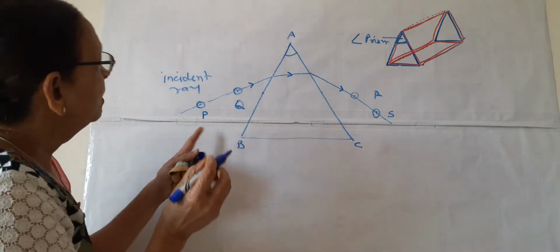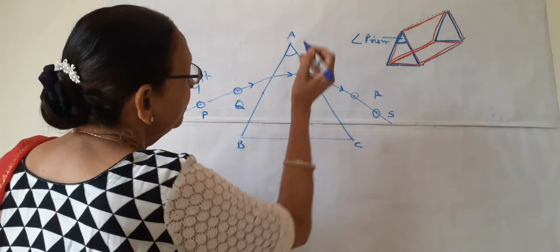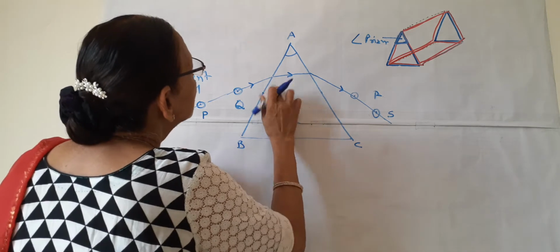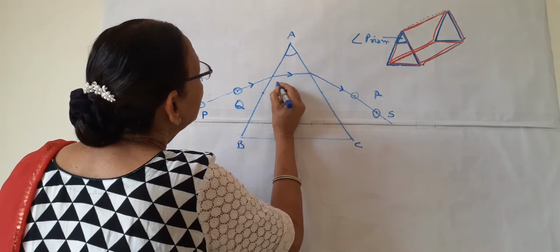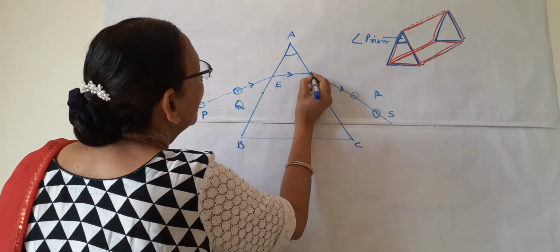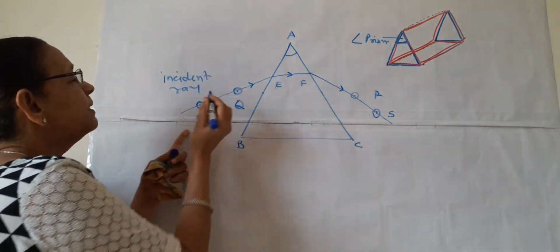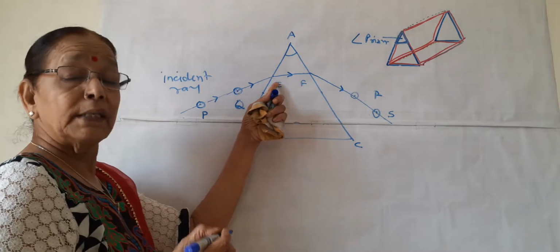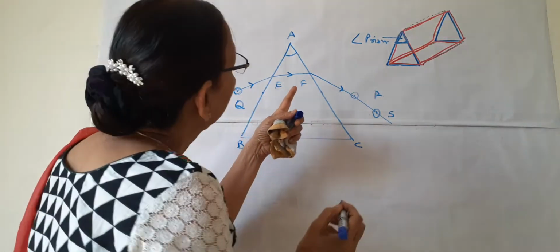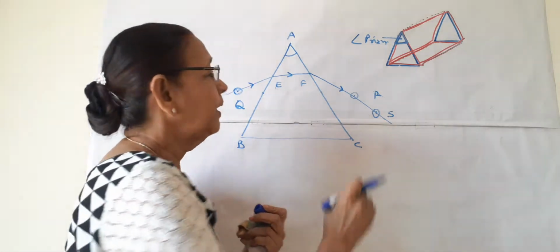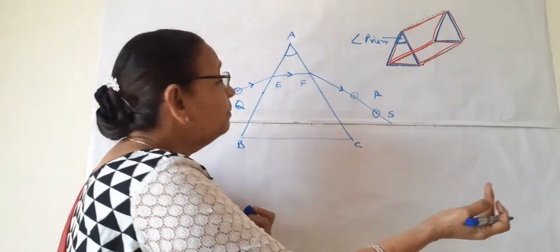Suppose this point is E and this point is F. So this PE is the incident ray. It is falling on this side of the prism. Now this FS is the emergent ray. It is coming out of the prism.